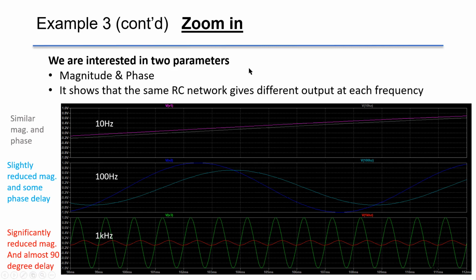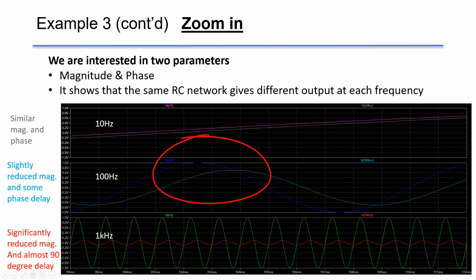We are interested in two parameters, magnitude and phase. We can see that at 10 Hz, the input and output have similar magnitude, although the output is a little bit smaller than the input, and basically they are in phase. So there's almost no delay between these two signals. In the middle plot, at 100 Hz, the magnitude in light blue is a little bit smaller than the input, and also the phase of the output is lagging the input because it has some phase delay.